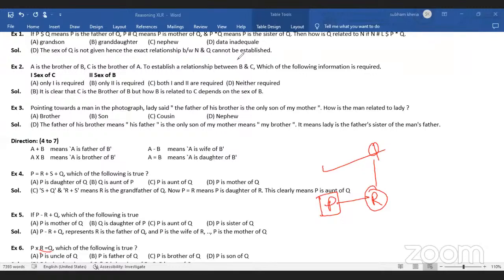Option B, D. P is the son of Q. Sorry sir, it's A. Did all of you understand why A is wrong? P is not the uncle of Q. P is the son, right? P will be the son.